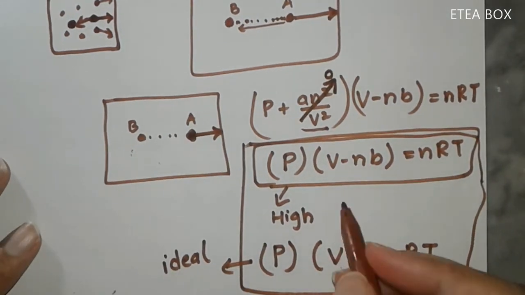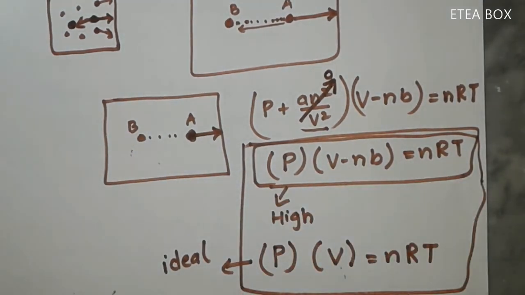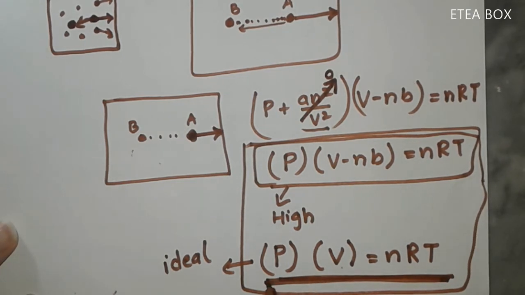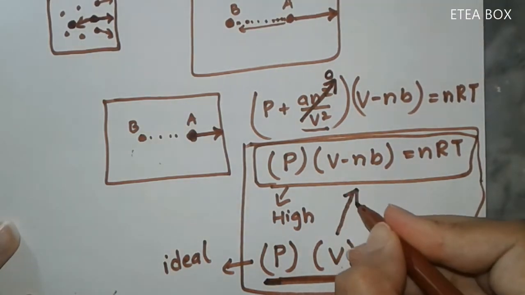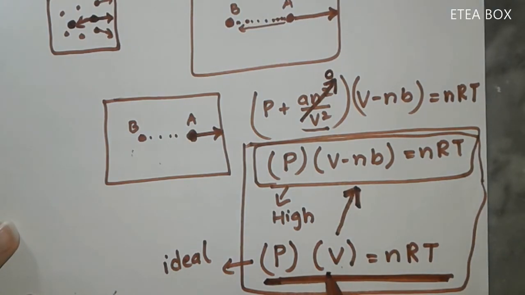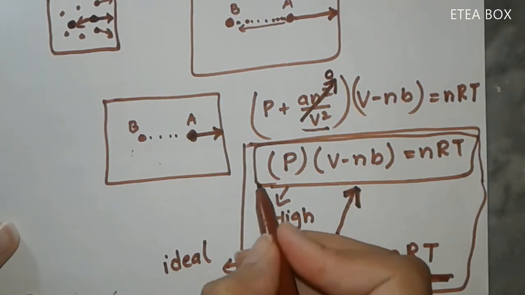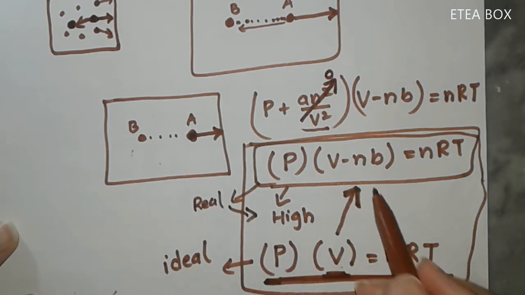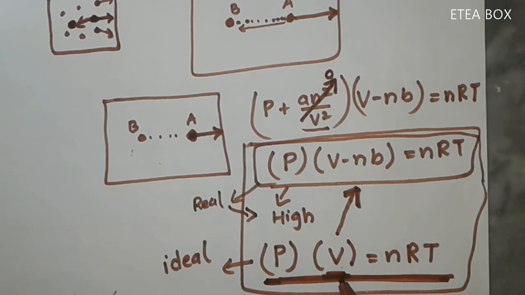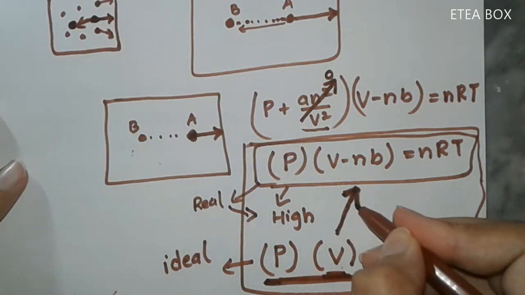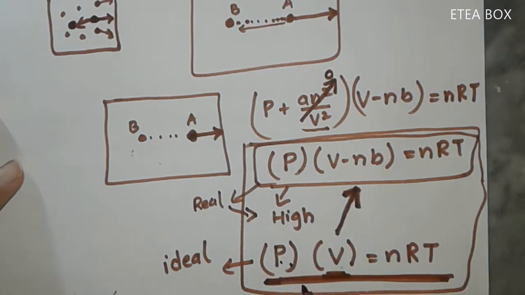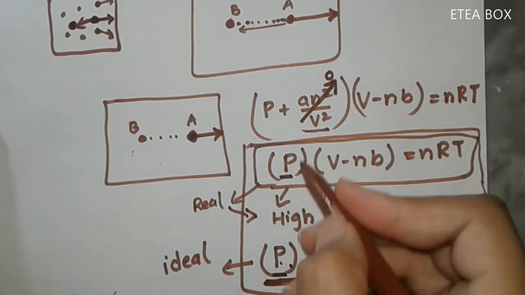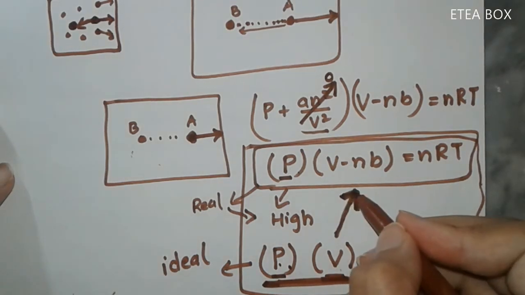When we compare these two equations, which correction is required in the ideal gas equation? Only volume correction is required. This is the real gas equation at high pressure. At high pressure, the ideal gas requires only volume correction, because the P term compared with the ideal case equation is the same. Only the correction for volume is required.